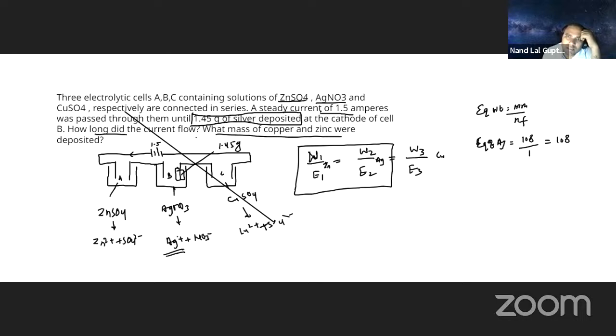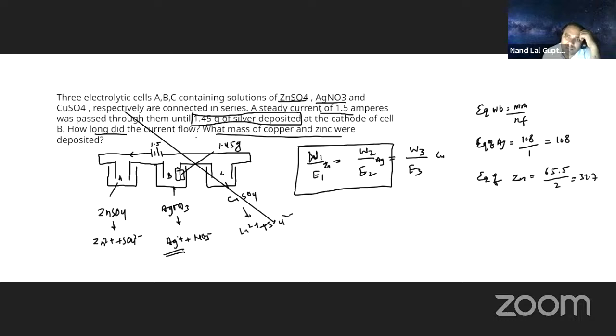Now another one, the equivalent weight of Zn. If you are calculating, 65.5 something divided by 2, it will give some value. 32.7 something will come.